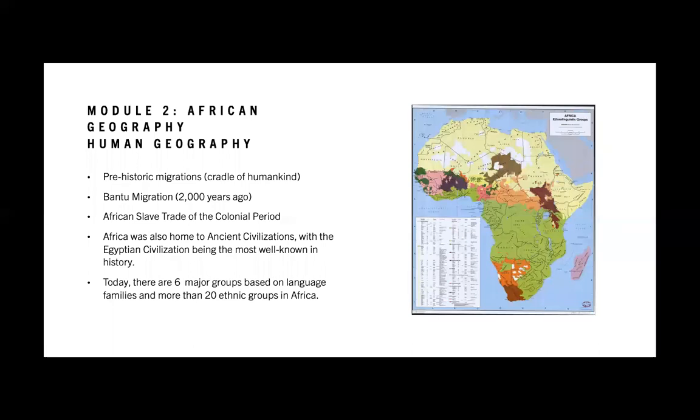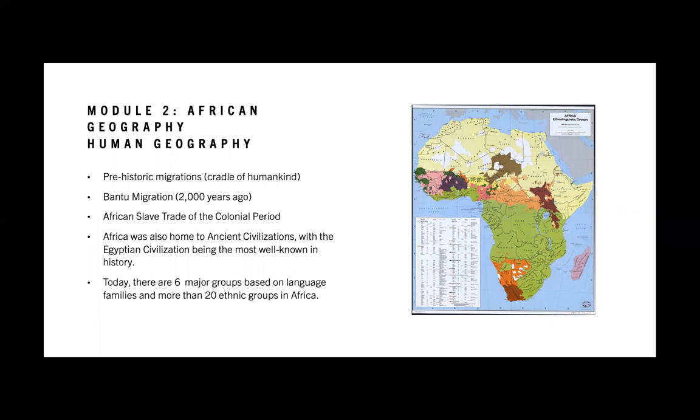Now, there are a lot of interesting things about Africa, specifically on the human geography. Number one, Africa is known as the site of prehistoric migrations. That's why it's often called the cradle of humankind, because of the migrations of the early modern humans from the continent to the rest of the globe. Dito din sinasabing nagmula yung Bantu migration. Another important series of migrations 2,000 years ago.